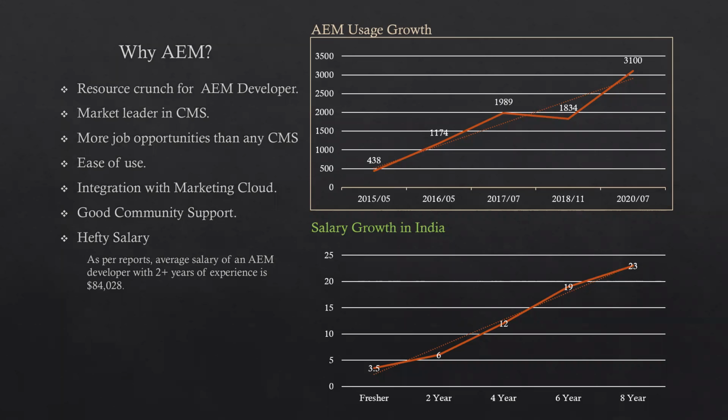The reasoning behind that: the first reason is there is a heavy resource crunch. And you already know, if there is a demand and the supply is less, the prices will obviously go higher. The same thing is happening here. We have a huge demand for people who know AEM, but the people who actually know AEM are very few in the market. So that is one reason.